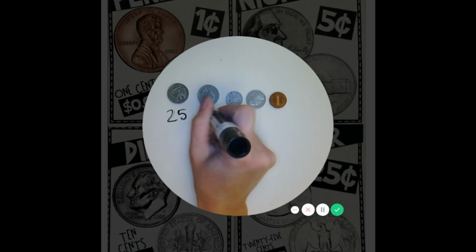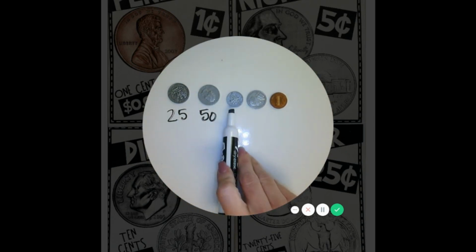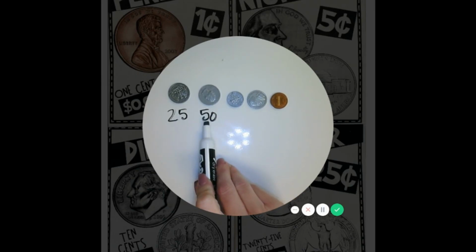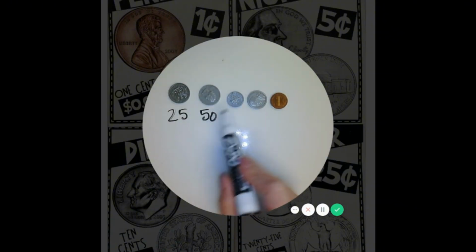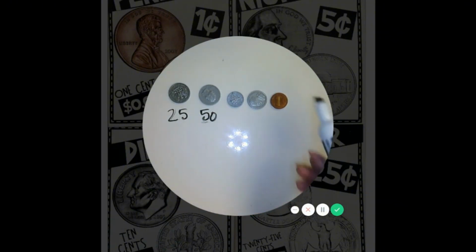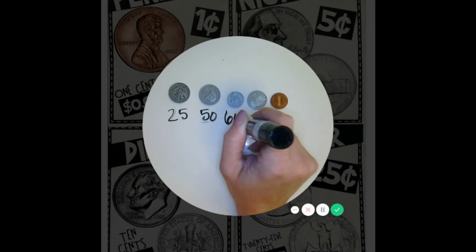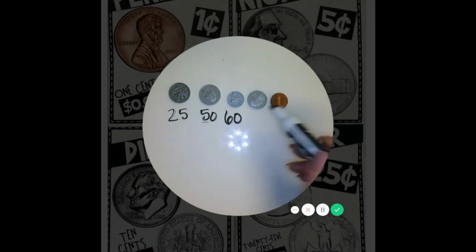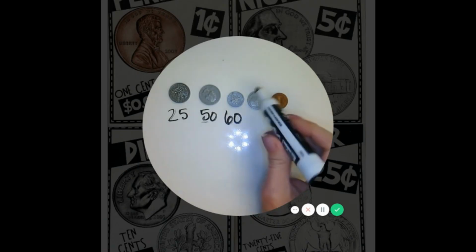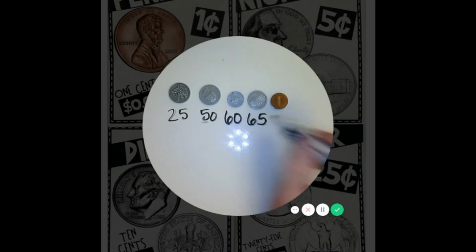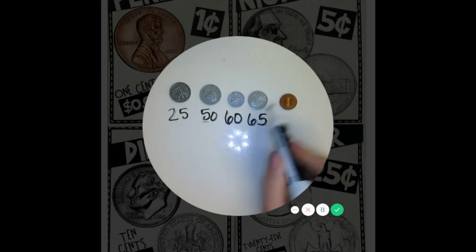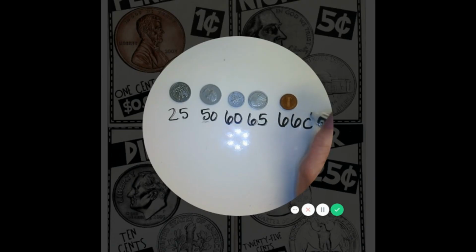25, 50. Now I'm going to stop because this is no longer a quarter. This is a dime. So now in my head, I must do 50 plus 10. And so we know that when we add 10, we're changing the tens place by 1. So that becomes 60. I'm going to add on 5 for the nickel, and 60 plus 5 is 65. We know that because we are experts at expanded notation, and we can do that in our head. And then 1 penny on the end goes from 65 to 66. So this would be 66 cents.